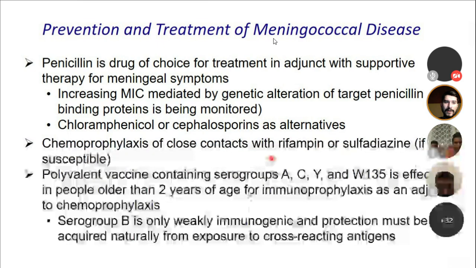Meanwhile, I'll continue. There is also polyvalent vaccine, which contains the A, C, Y and W135, and it's usually done under the age of 2. So you should remember that there is something like that. Now, serogroup B, it's used mainly in African countries, in sub-Saharan Africa, just as I told you before. All right.